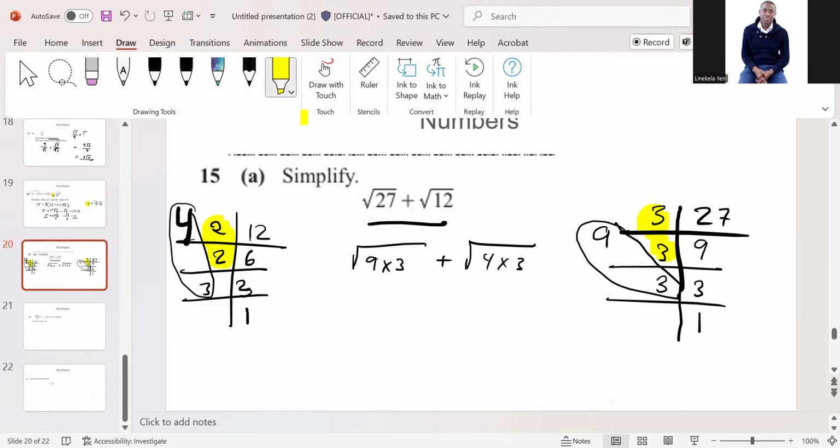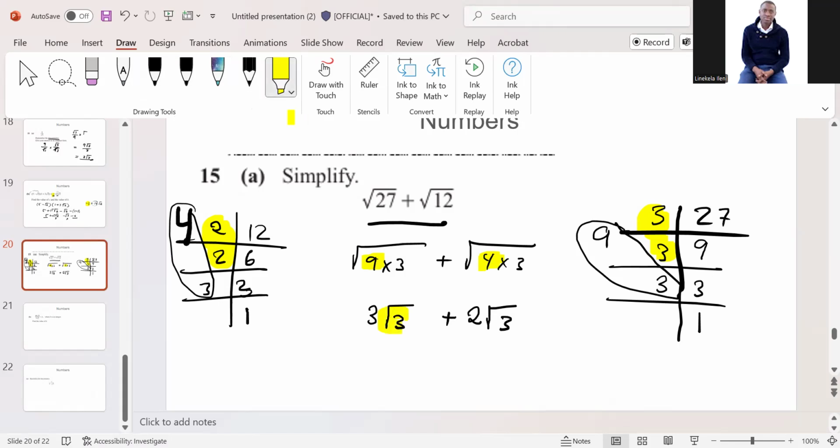Now you see here, the 9 and the 4 are square numbers. Square root of 9 is 3, so the 3 goes out, and the other 3, which is here, stays in here. And then here, square root of 4 is literally just 2. So the 2 goes out, square root of 3.